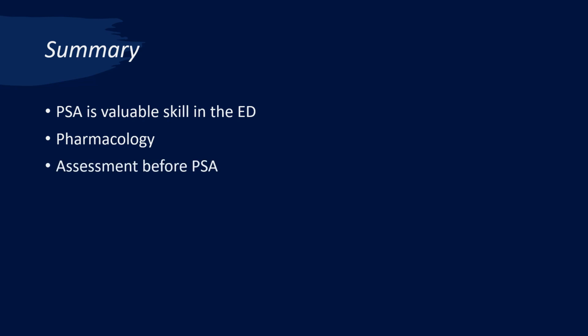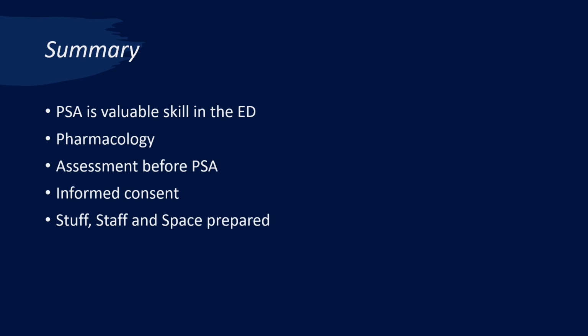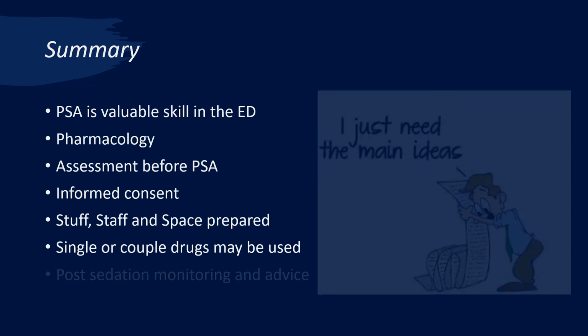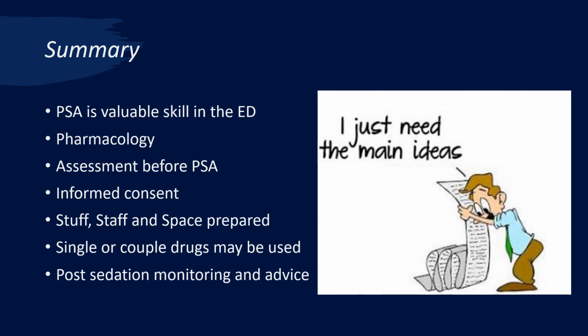In summary, PSA is a valuable skill that is unique to the realm of emergency medicine. The pharmacology of commonly used drugs should be revised frequently and committed to memory. A thorough assessment is vital to successful PSA, and it should include a good past medical history, a thorough physical exam including an airway assessment, and obtaining informed consent. Stuff, staff, and space should be prepared, and checklists can be used to help with this where possible. Drugs may be used alone or in combination and should be given in titrated doses. Post-PSA monitoring and advice is crucial, and patients should only be discharged home with a responsible adult to care for them.